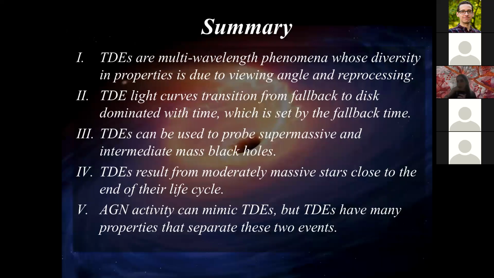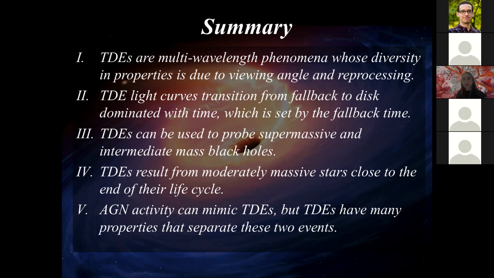And so on this, I'll leave the conclusions here. Essentially, TDEs are a multi-wavelength phenomenon that have a diversity in properties, and that is related to the environment, but also to how we observe them. How they evolve and their light curves imprint on them both how the accretion disk is forming and the evolution of that accretion onto the black hole. In particular, we can use those light curves to probe black hole masses. And TDEs seem to be coming from moderately massive stars that are close to the end of their life.